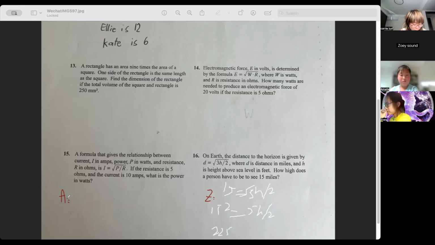Is it 20? Is there a square root on the keyboard?